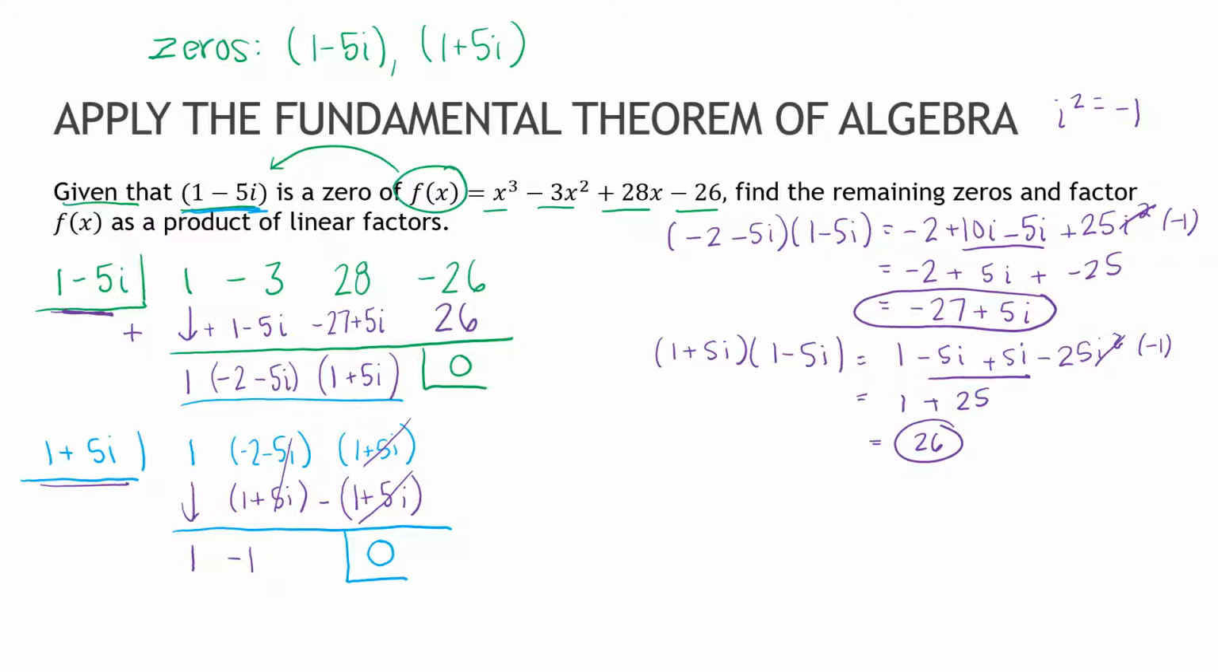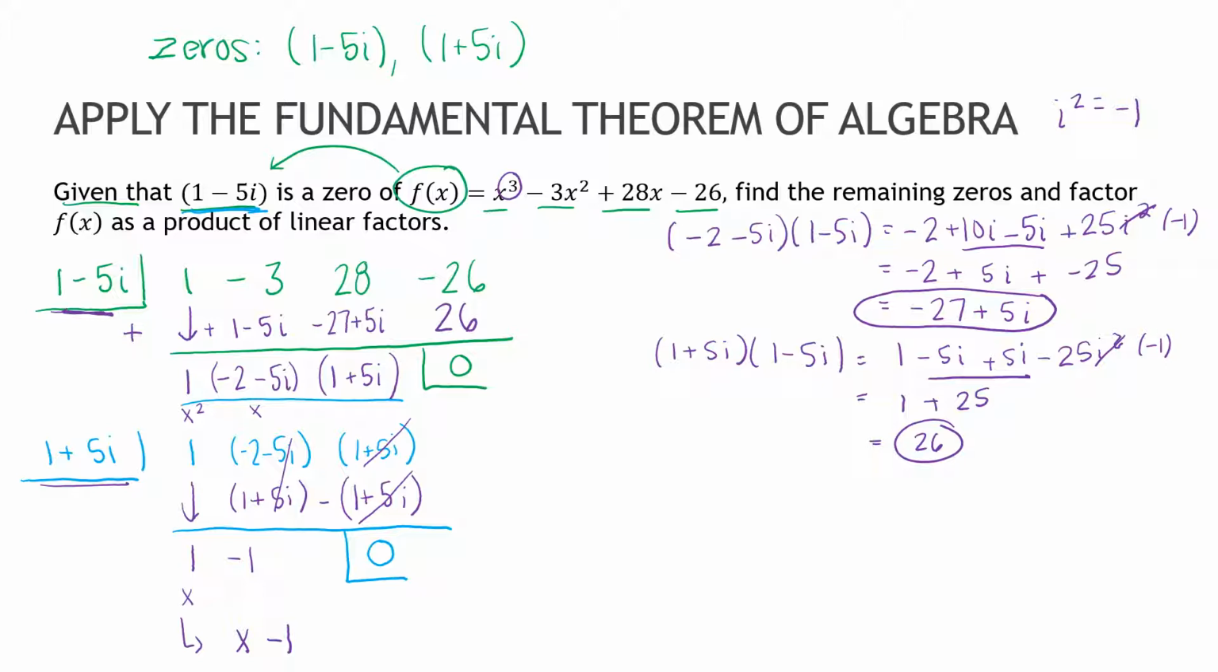So what do I have left over now? I have, because I started at x cubed, and this would be x squared, an x and a constant, so this is just x and a constant. So my answer that's left over is x minus 1.